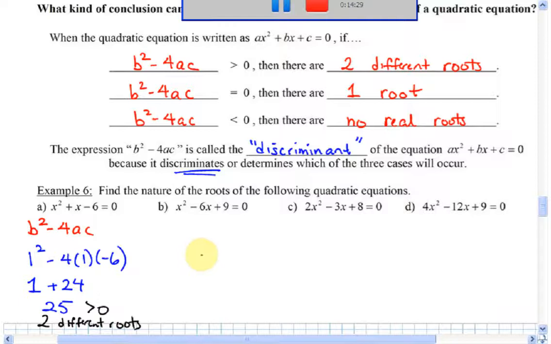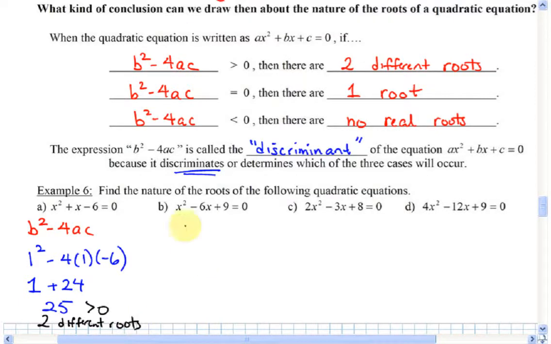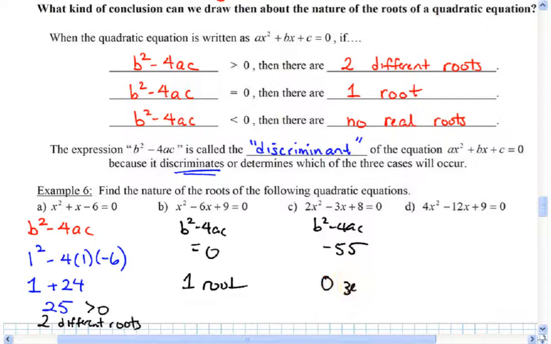What's the result for b? What's b squared minus 4ac equal to? 0, right. So if it's 0, how many roots? 1. Good. Next one, what's b squared minus 4ac here? How much? Negative 55, which means how many roots? 0 real roots, or I'll say no real roots. Okay. Last one. What's b squared minus 4ac? Zero again, which means one root. Okay.